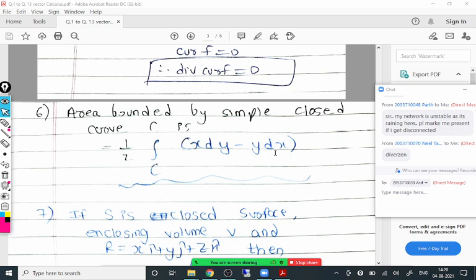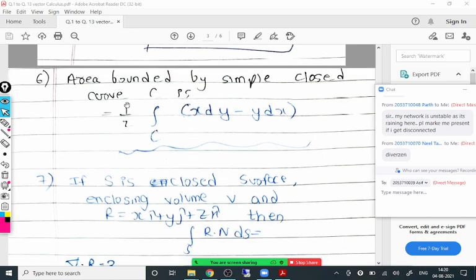The previous formula that you learned last semester is double integral dx dy. With the help of Green's theorem, you can prove this formula. We can prove it, but we will not go into the proof. Just remember this 1 by 2 integral x dy minus y dx over C. Any doubt there, or do you want the proof here?